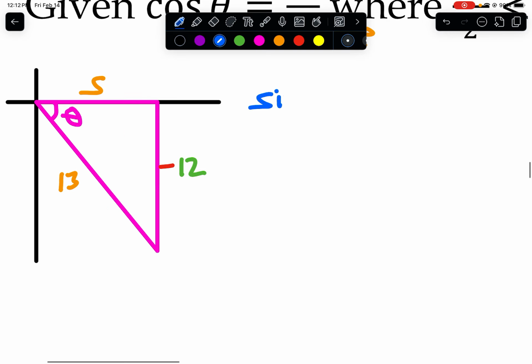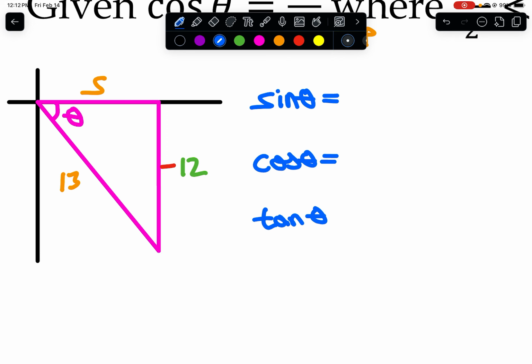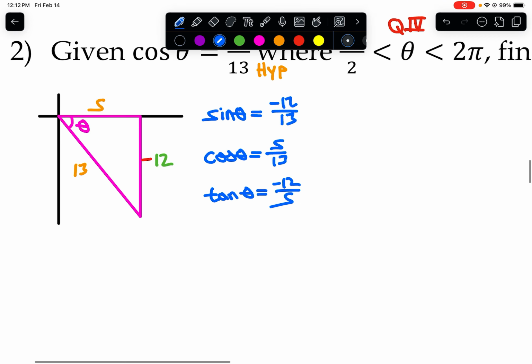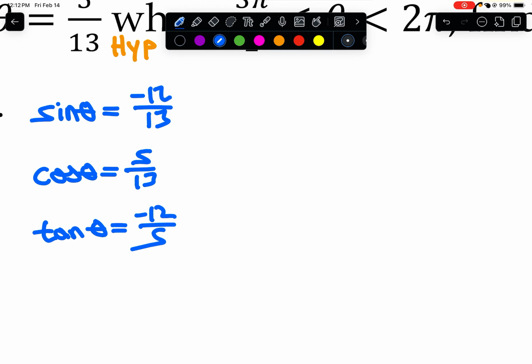So I'm going to do sine of theta, cosine theta, and tangent theta. Sine theta is going to be the opposite over the hypotenuse, so we're looking at negative 12 over 13. Cosine theta, we're looking at 5 over 13. And tangent theta, we're looking at negative 12 over 5. So now that I have my trig ratios, I'm ready to actually do my double angle values.